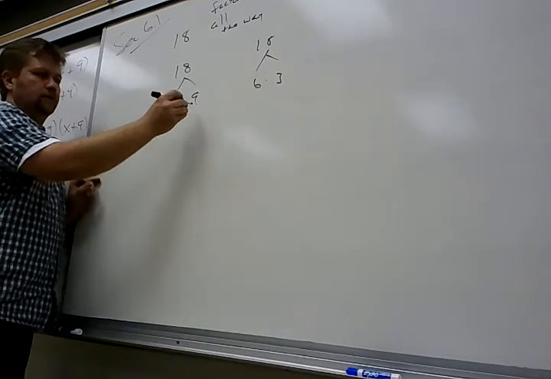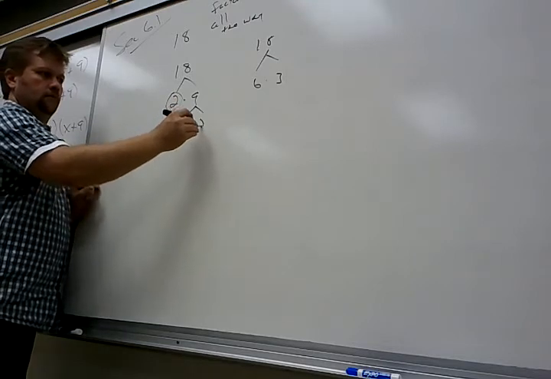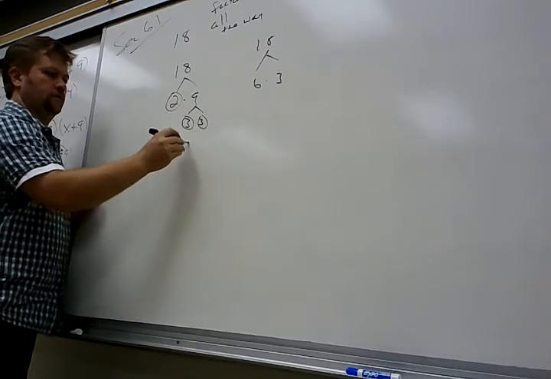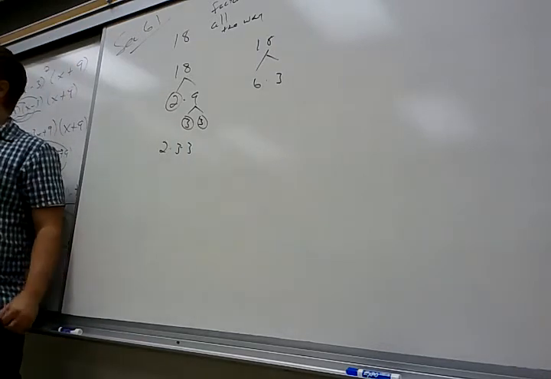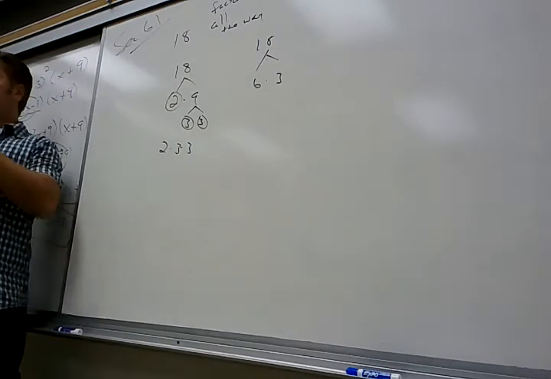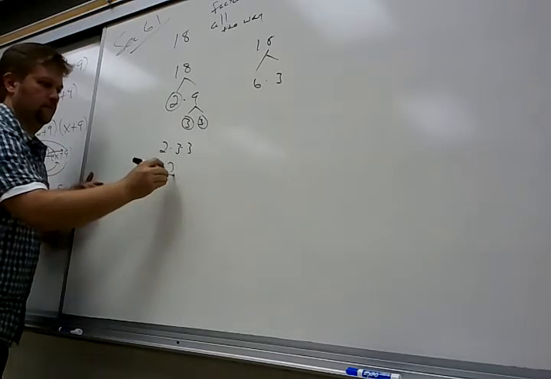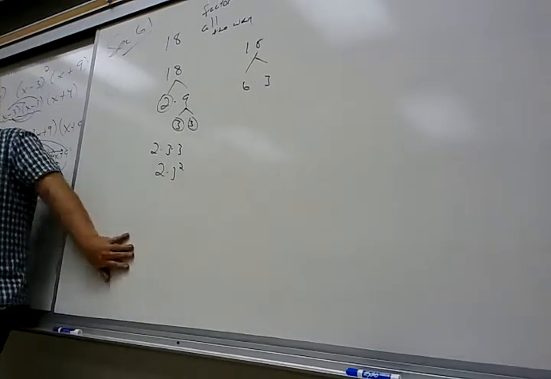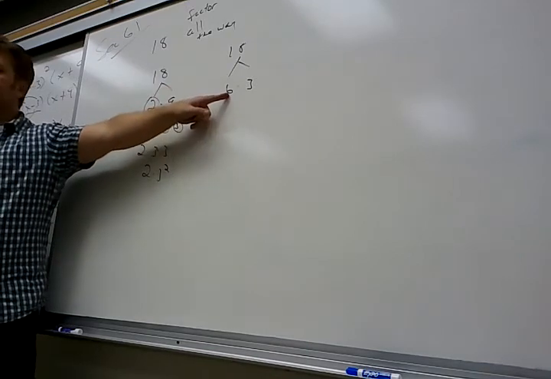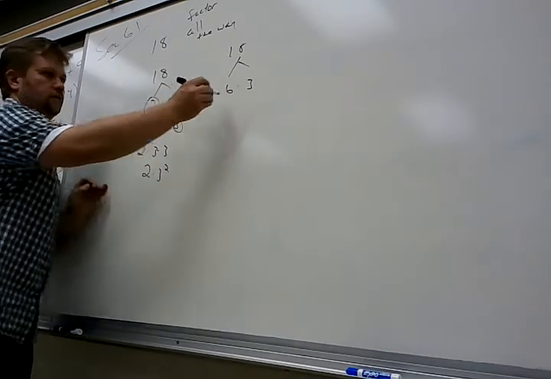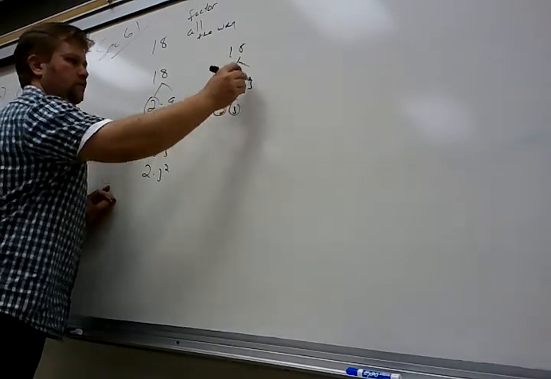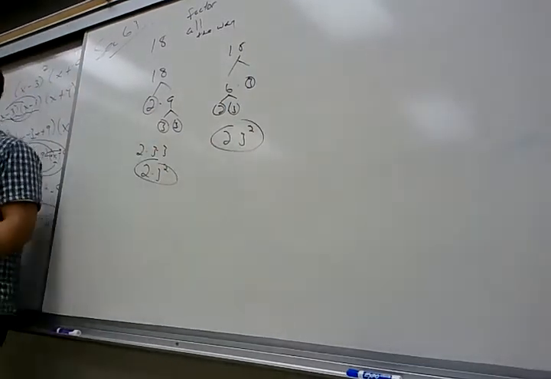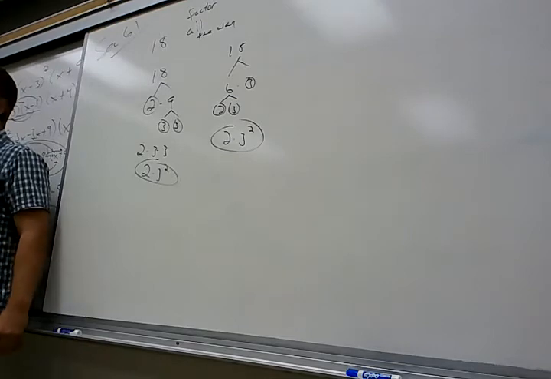Because here 2 is prime, but what's 9? 3 times 3. So that ends up with 2 times 3 times 3, which you can write a little better as 2 times 3 squared. Now over here, same thing. 6 is 2 times 3, so you still end up with 2 times 3 times 3, 2 times 3 squared. So that certainly should sound very familiar.